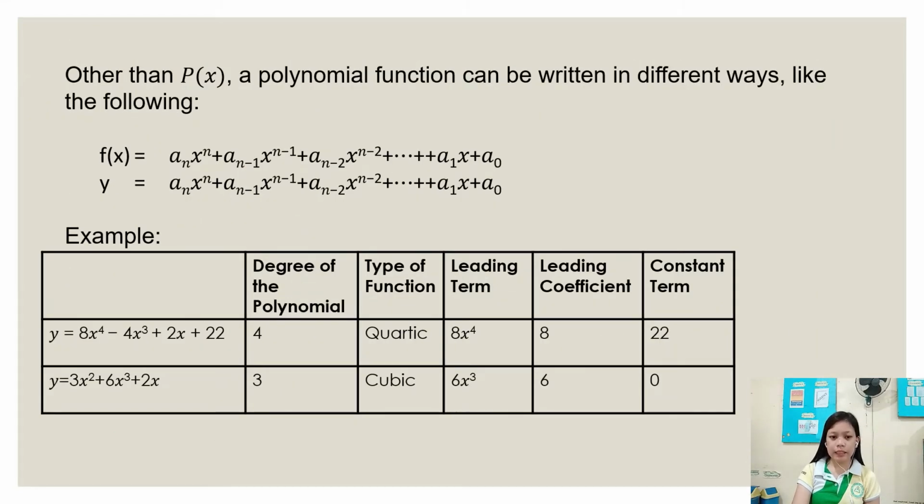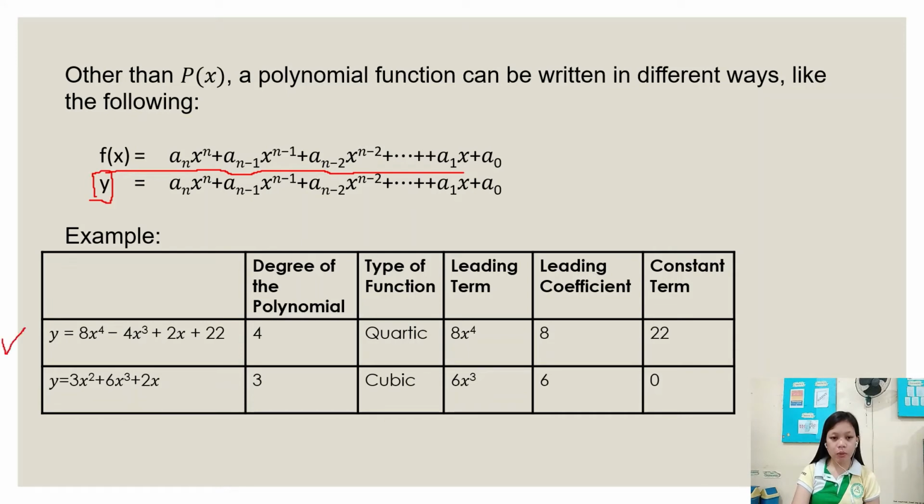Other than p of x, a polynomial function can be written in different ways like the following. We have f of x equals a sub n x to the nth power plus a sub n minus 1 x to the power of n minus 1 plus a sub n minus 2 x to the power of n minus 2, and so on. So we can use different function notations, or another one is y equals, and so on. Here is an example in table form.